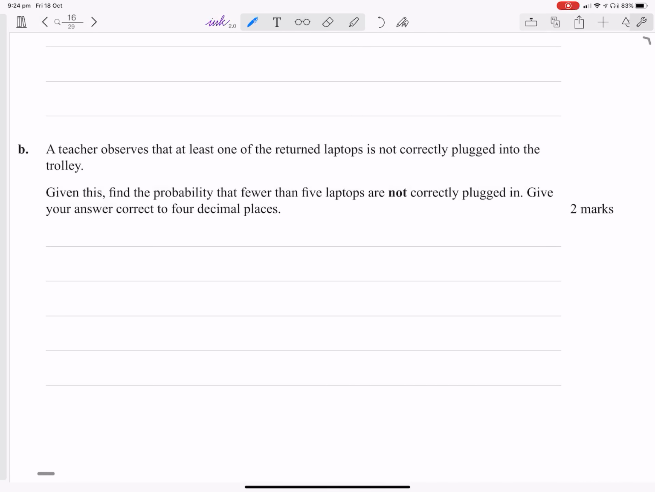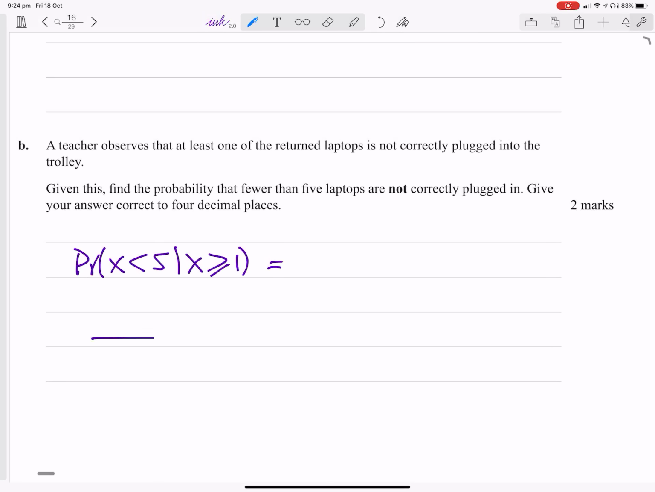Okay. A teacher observes that at least one of the laptops is not correctly plugged in. Given this, find the probability that fewer than 5 laptops are not correctly plugged in. So probability that x is less than 5 given that x is greater than or equal to 1, because it can't equal 5. Which is, if you've got 5, greater than or equal to 1, they intersect for 1 is less than or equal to x, which is less than or equal to 4. Oh, don't know what I was doing then.